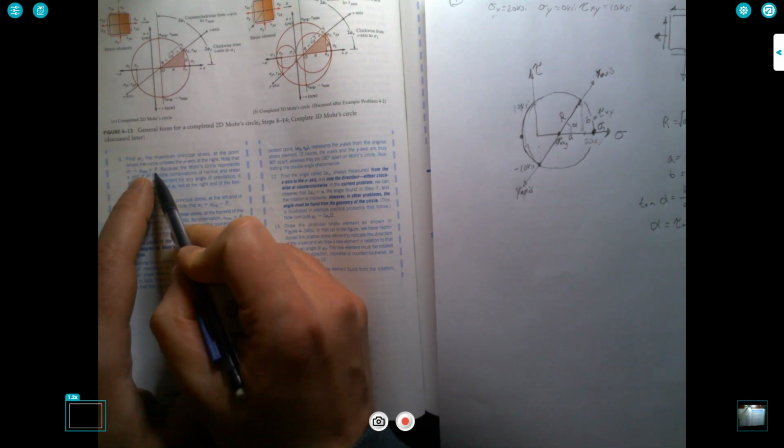So it just basically says sigma 1 is going to be sigma average plus your radius. So we look for sigma 1, our maximum stress, is going to be sigma average plus our radius r. And then for our minimum, sigma 2 is the opposite. So we're at the origin here, and sigma average minus our radius gives us our minimum point.